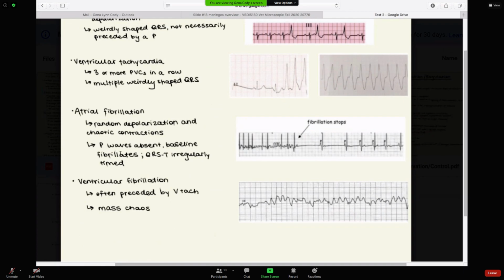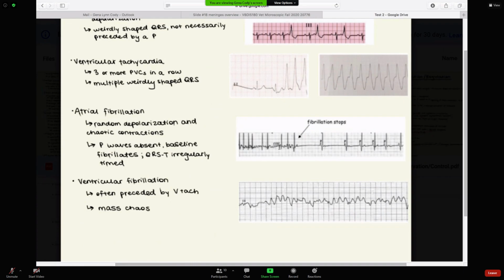So I'm not going to get a nice pretty P wave anymore because it's just random. And I get this fibrillation line where I should have P waves. I'm still going to get QRS complexes every now and then, but it's irregularly timed. But that's the fibrillation, right?